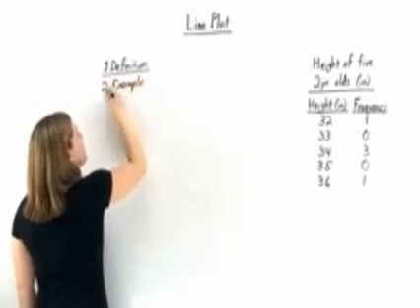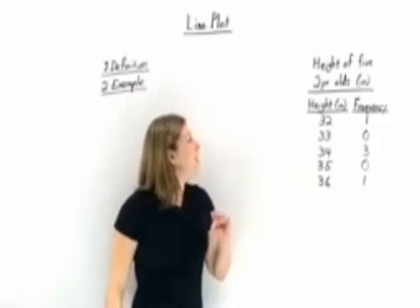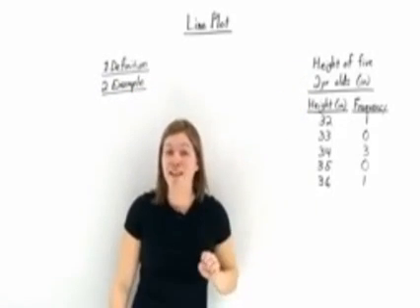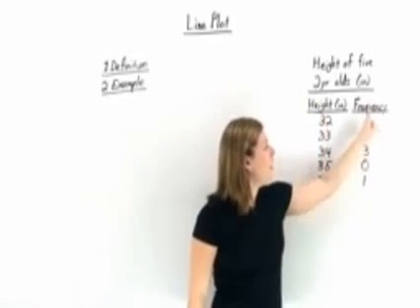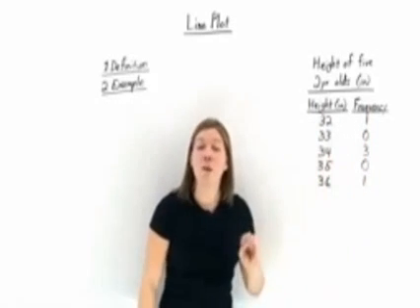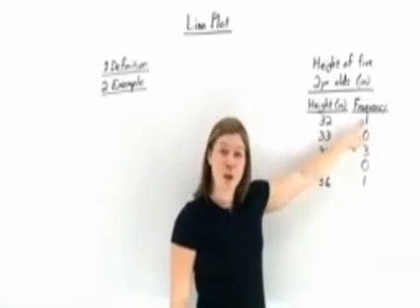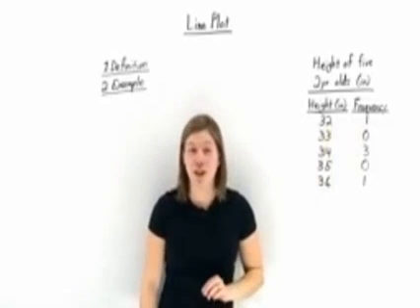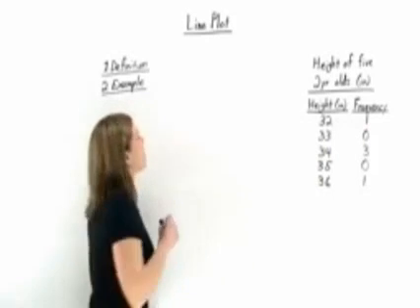And luckily to help us out, there's already a table of values that we can use. Here, this table represents the height of 5 2-year-olds, and that height is in inches. Here we have a column for the specific height in inches, and here we have a column for the frequency. Remember, frequency is how many times that specific data point occurs. So here we have a frequency of 1. That means that only one 2-year-old has a height of 32 inches. So, let's use this table and create a line plot.